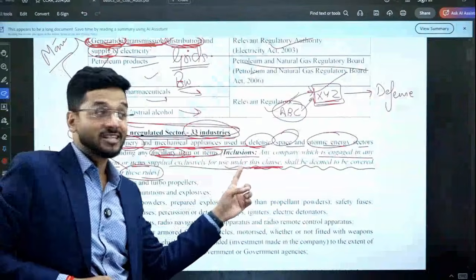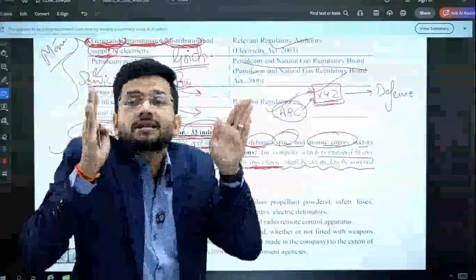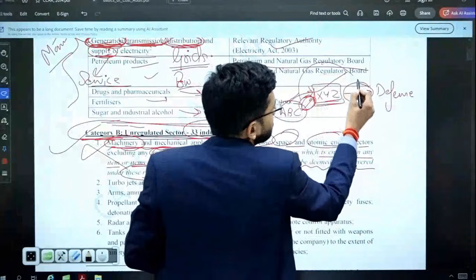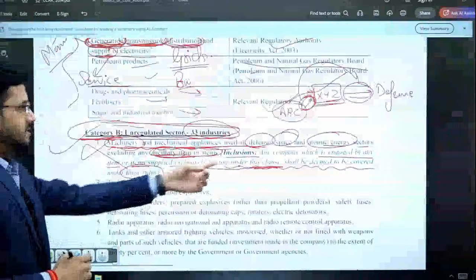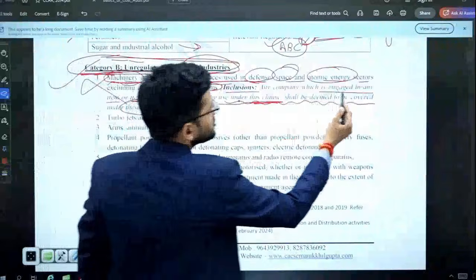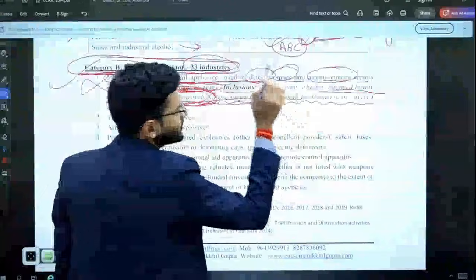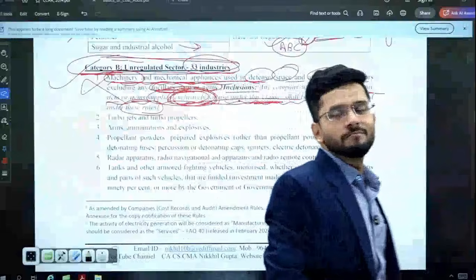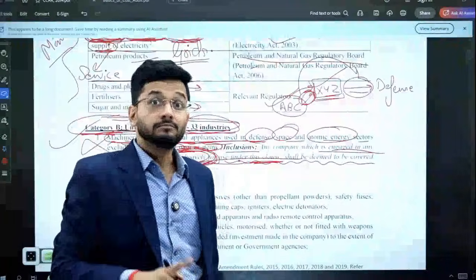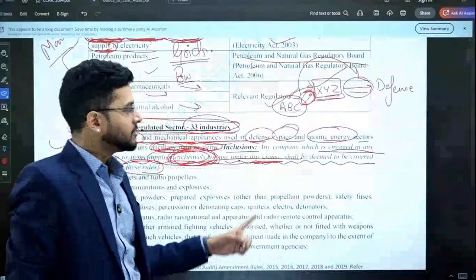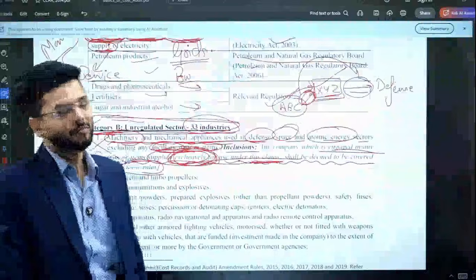This is the inclusion. This inclusion is for ABC, which exclusively supplies the goods which are related to the main goods. Please read the inclusion once more. Any company which is engaged in any item or items supplied exclusively for use under this clause, then it shall also be covered under the rules. So guys, technically ABC is not supplying to defense. But ABC is supplying something which is exclusively used for defense purposes. So ABC will also be covered under this clause. That is the inclusion.